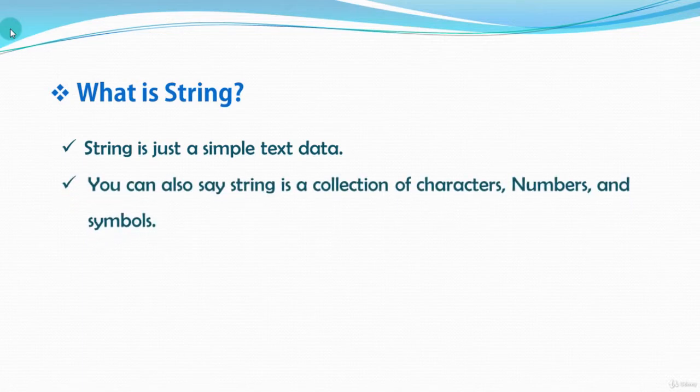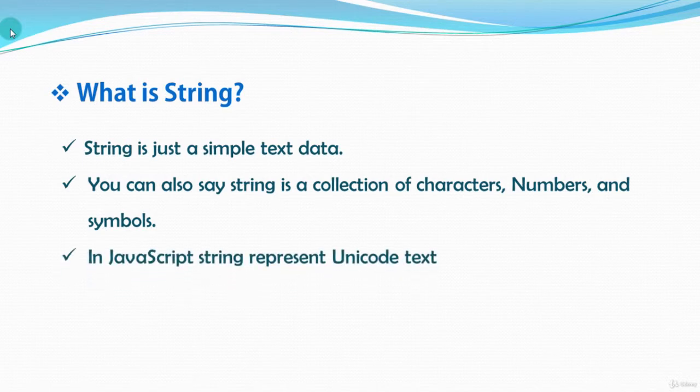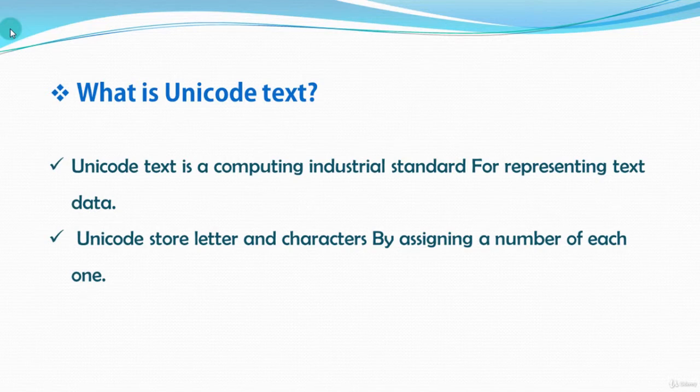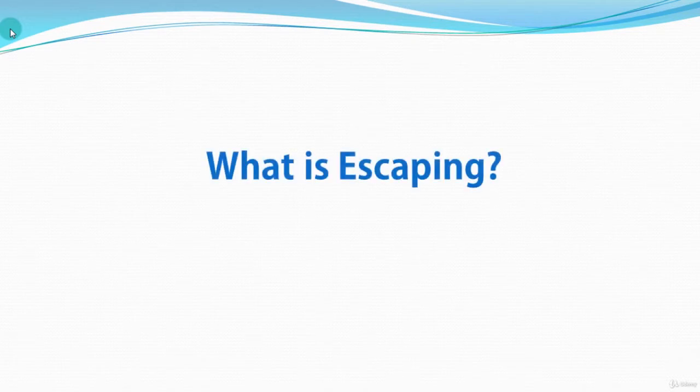In JavaScript, string represents Unicode text. If you think about it, this will definitely come to your mind: what is Unicode? Unicode is a computing industry standard for representing text data. Unicode stores letters and characters by assigning a number to each one. I will show you how to create Unicode in JavaScript after a few minutes. But first, let's take a look at what escaping is.